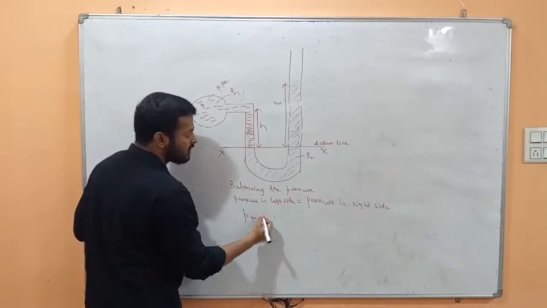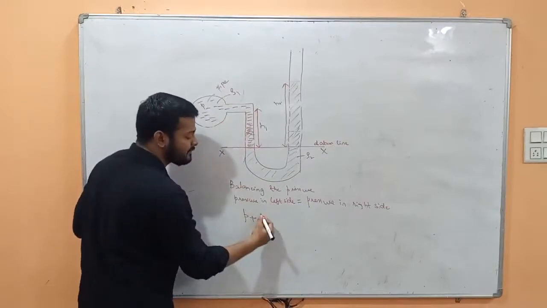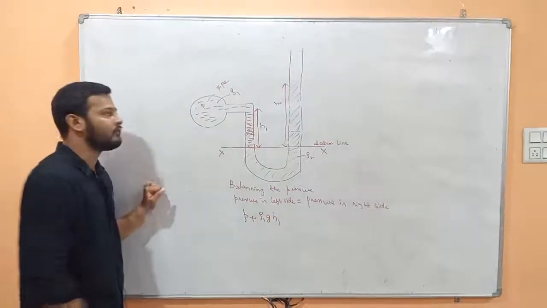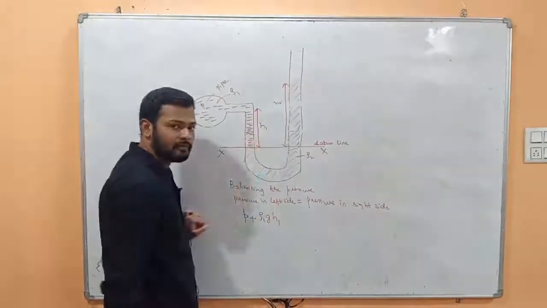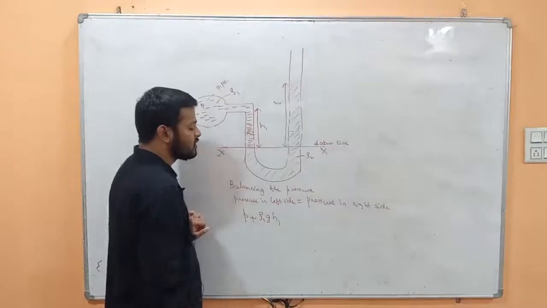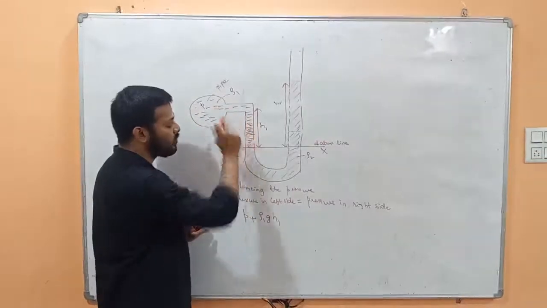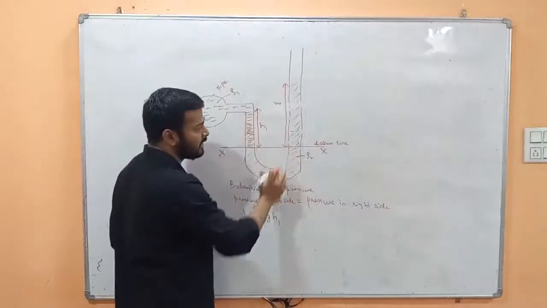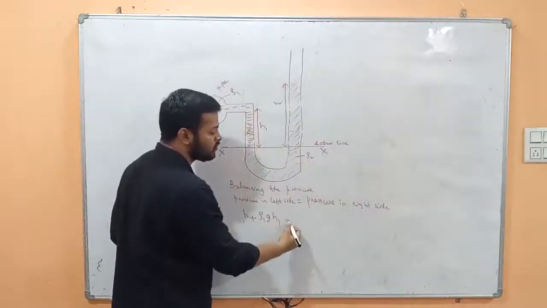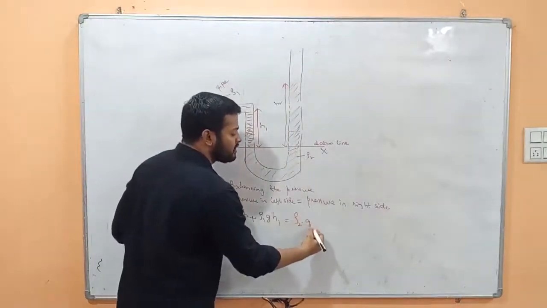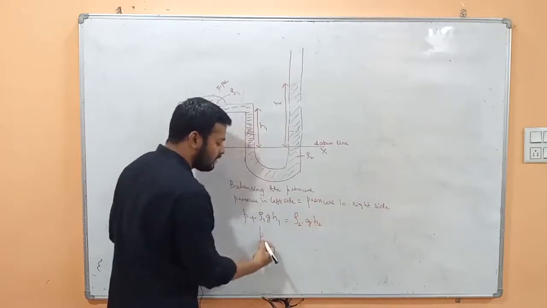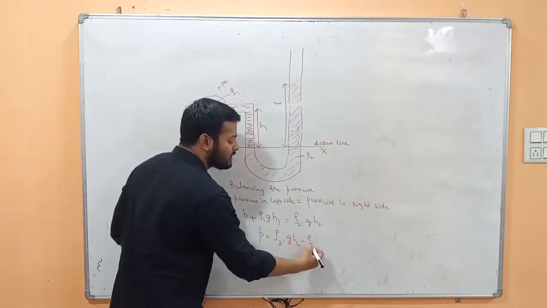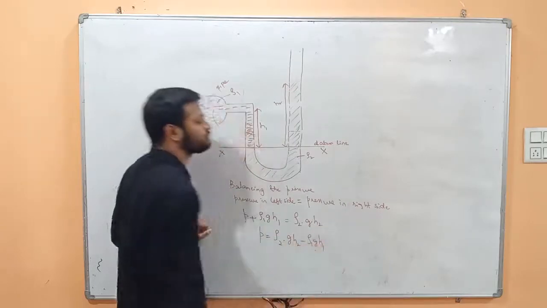So on the left side we have P plus rho 1 GH1, because the formula for pressure, if you have any height, is rho GH. The density of this liquid is rho 1, so rho 1 GH1. On the right side we have this height H2, and the density of this liquid is rho 2, so rho 2 GH2. So you can find out pressure. Pressure is equal to rho 2 GH2 minus rho 1 GH1.